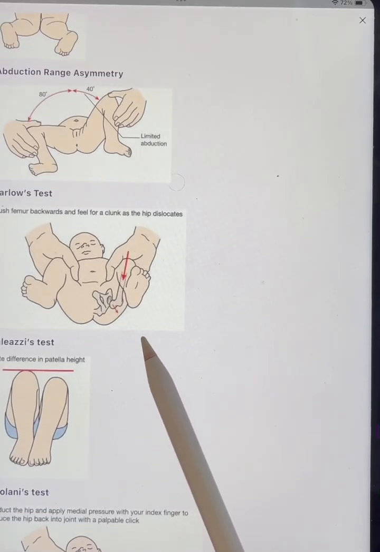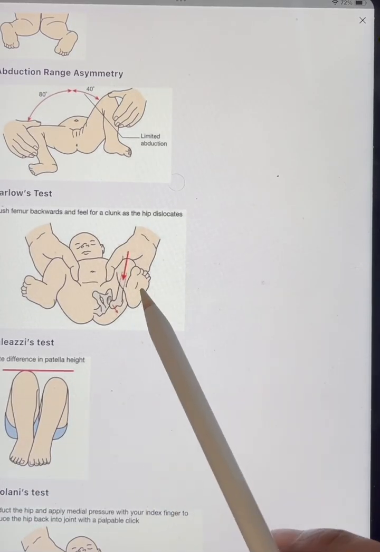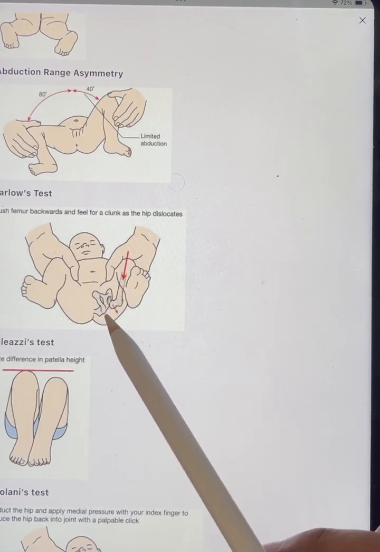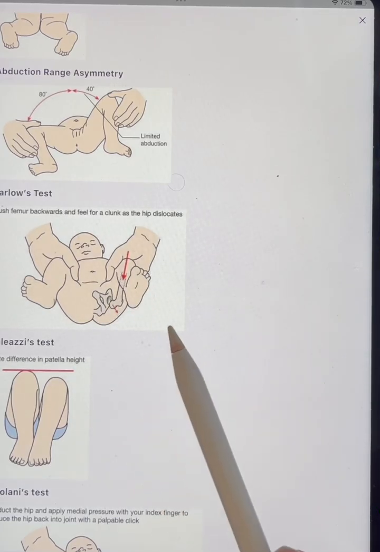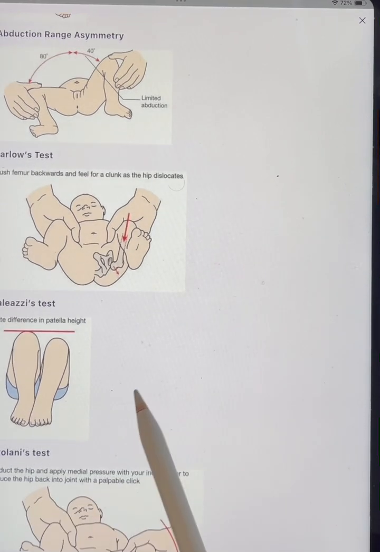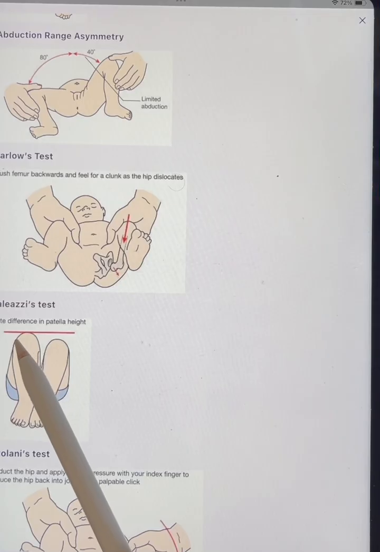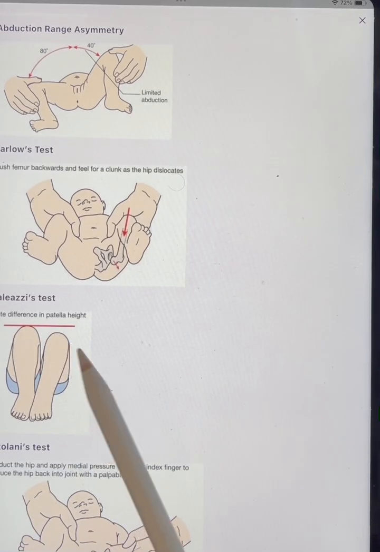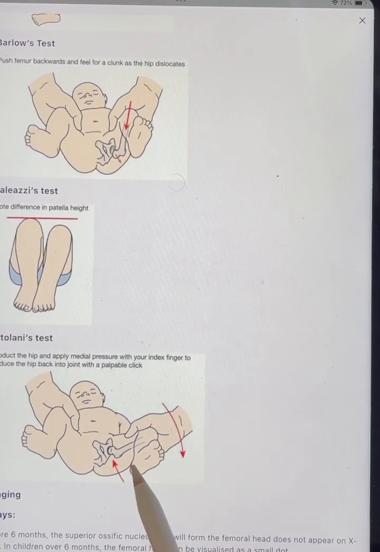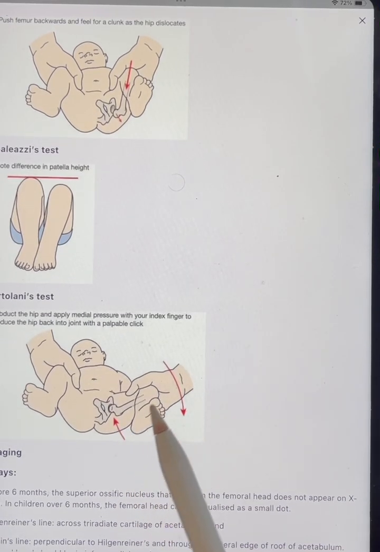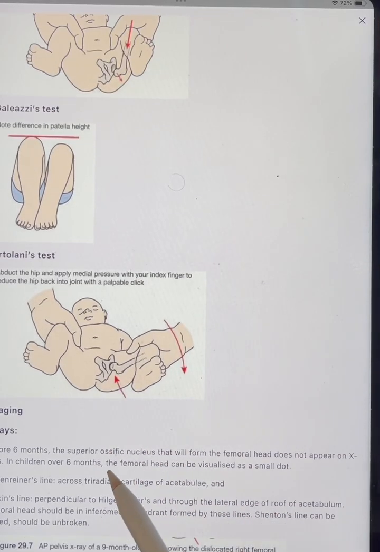Now this is what you have done. Push the femur backward. Here you are pushing it back down, and with the thumb you are trying to move it out. That is the Barlow test. Take it out. And Galeazzi, no difference. This is the height. This is the Galeazzi test. The height of this knee is above this one. Alternately, you are trying to put it inside. This is lateral abduction movement, and with this you are putting the head inside.